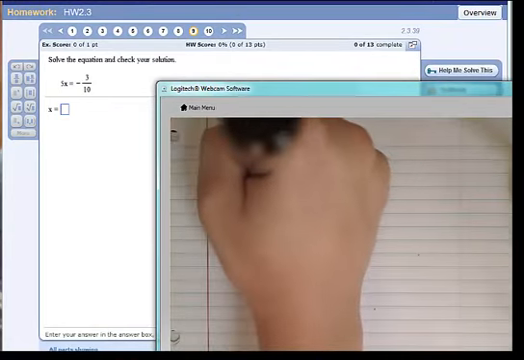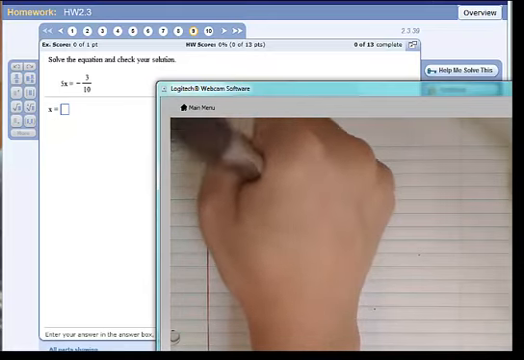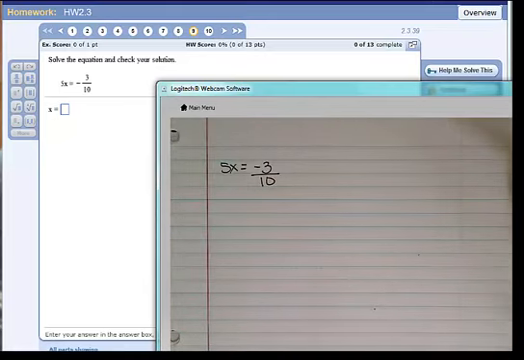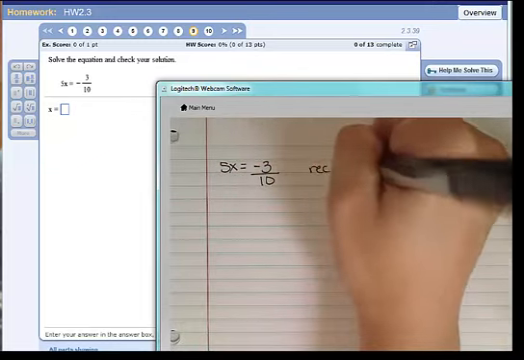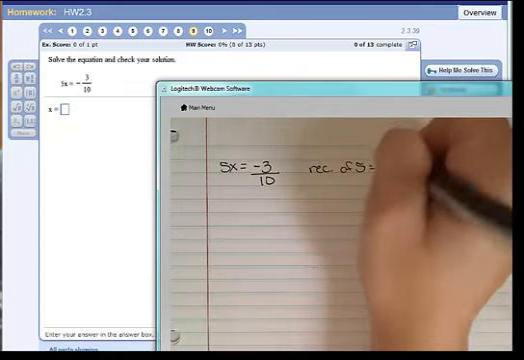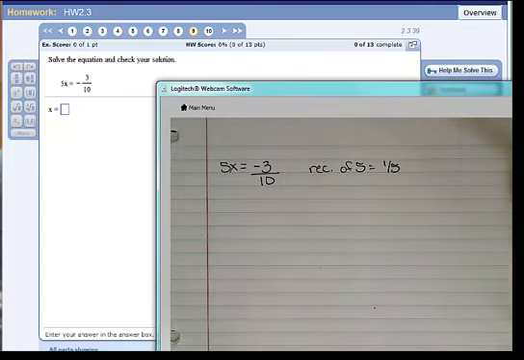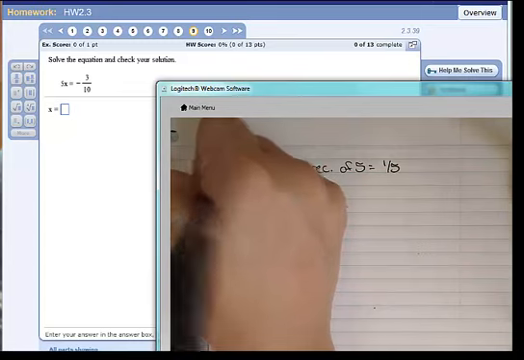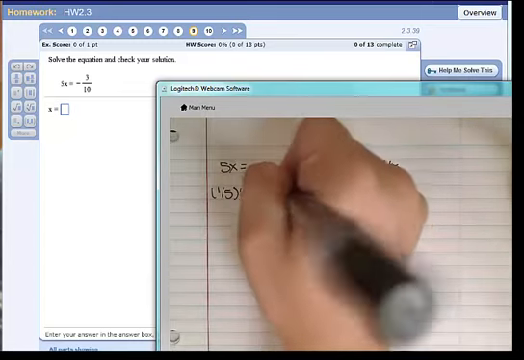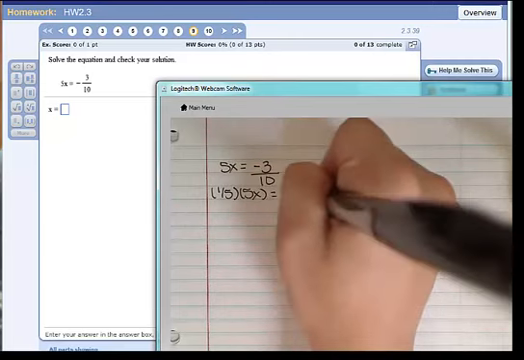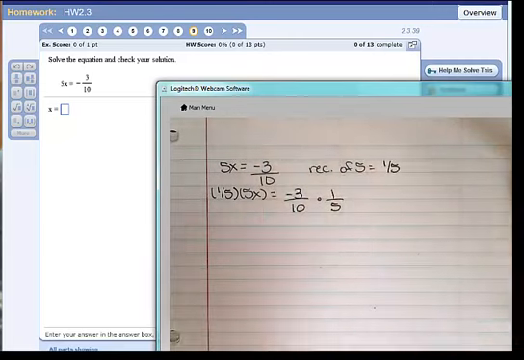5x equals negative 3 over 10. So let's think of the reciprocal of 5. The reciprocal of 5 equals 1/5. So you have to multiply both sides by 1 over 5. So we have 1 over 5 times 5x equals negative 3 over 10 times 1 over 5.